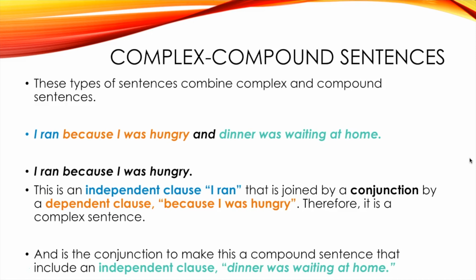So I ran because I was hungry. This is an independent clause, I ran, that is joined by a conjunction to a dependent clause, because I was hungry. Therefore, it is a complex sentence. So this first part of the sentence is complex. I ran because I was hungry. Now we add another conjunction to make it a compound sentence that includes an independent clause. Dinner was waiting at home. So now it's a complex and a compound sentence.